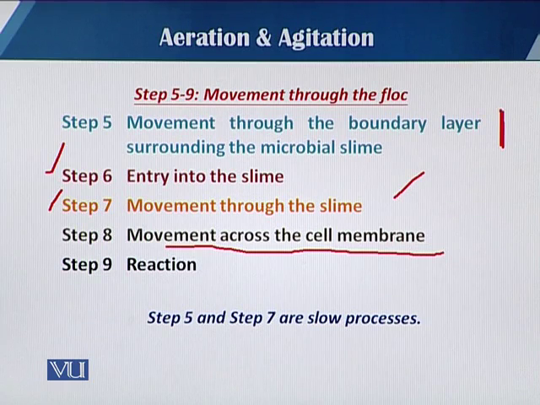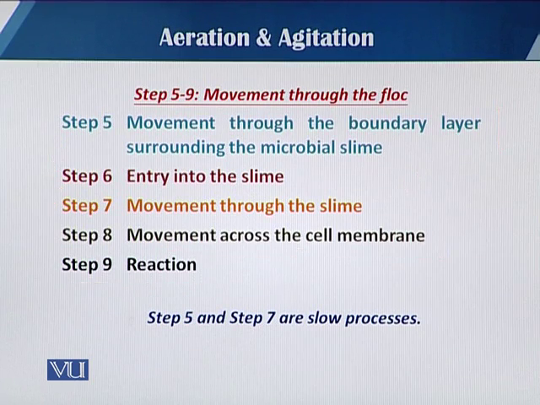When they cross the cell membrane, in the case of bacteria we know that there is no mitochondria, as they are prokaryotic cells, but in the case of eukaryotic cells, there are 1 or 2 more steps to reach the mitochondria. But in the case of prokaryotes, there is a reaction site. Steps 5 and 7 are very slow because the oxygen has to cross the slime environment and then enter the membranes. So these are the 9 different steps involved in getting oxygen to the cells at the reaction site.